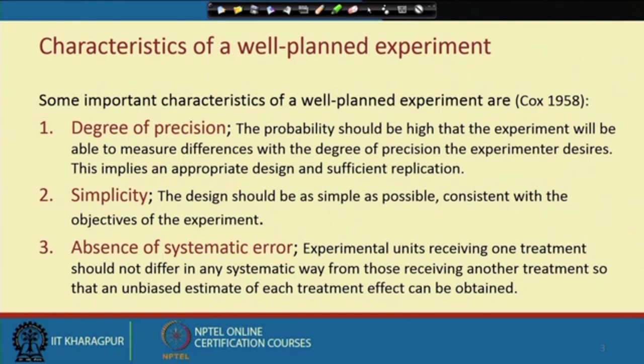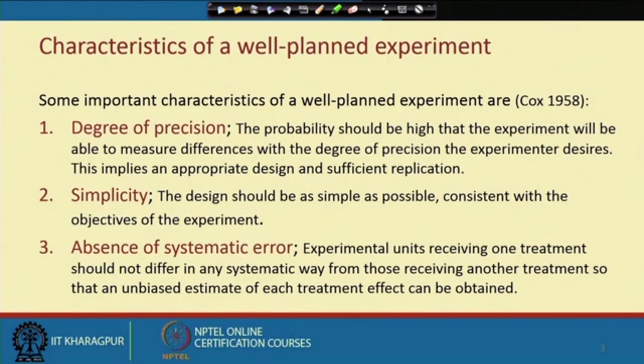In an experiment, what is that? What we want to measure? We have some target, something we want to achieve. Then what we are achieving through the experiment, by measuring the y or x, the difference is the error, and that error should be measured very precisely. The error measurement should not be very much spread. So, that is why degree of precision is one of the important criteria for a well-planned experiment.